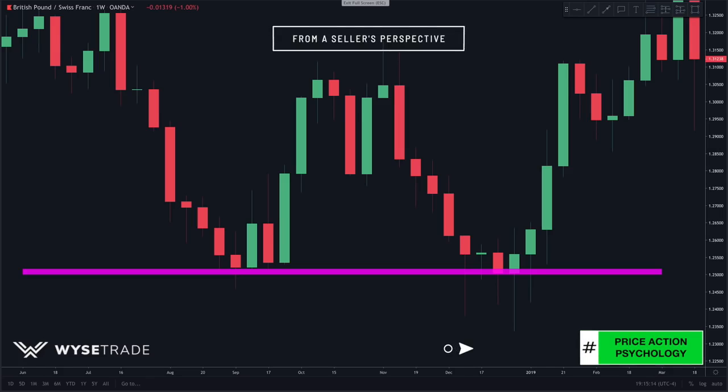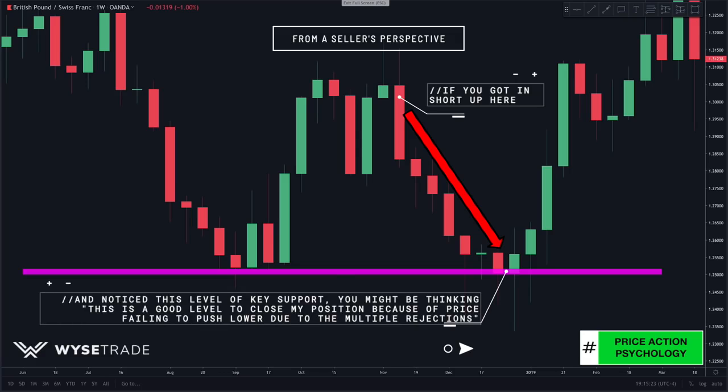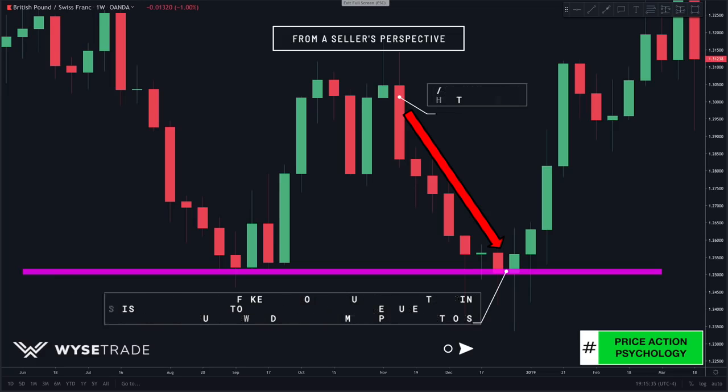Think about this from a seller's perspective. If you got in short up here and held your position all the way down and noticed this level of support, in your mind, you were possibly thinking of closing your position. And once you see these multiple candle rejections, and as someone who understands price action, you were telling yourself this might be a good place to take profit.